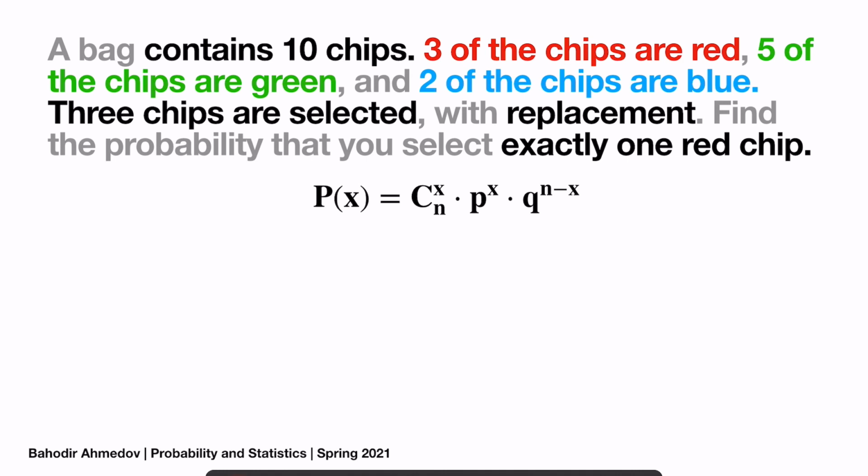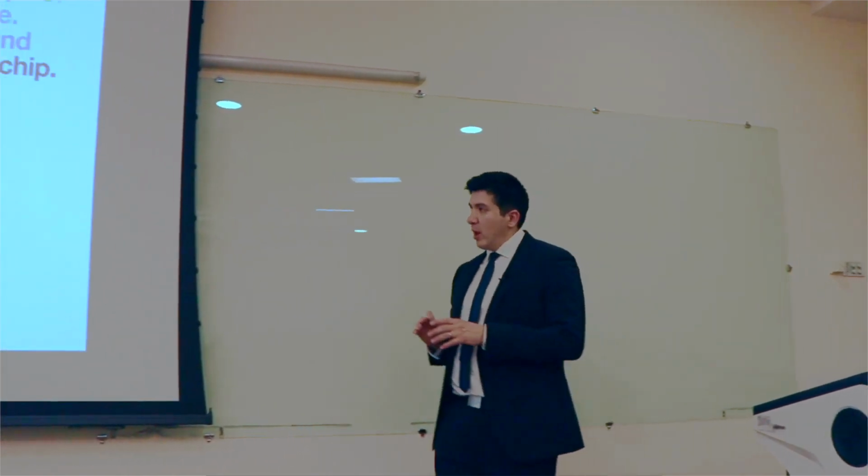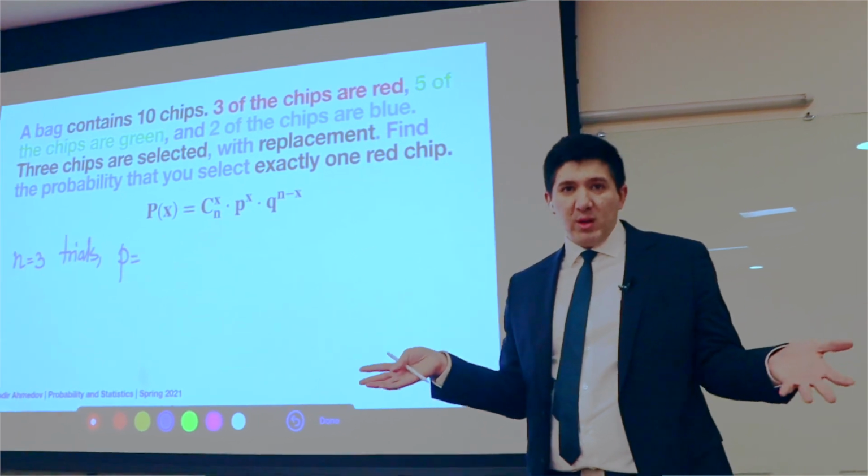Okay, this is exactly a binomial distribution, right? Because you're making a fixed number of trials. So in this case, n is equal to 3 trials, because you're going to select 3 chips, right? And then the probability of success. What is it? So I'm going to categorize again the output. Obviously if you choose the chips, there are 3 different colors, right?